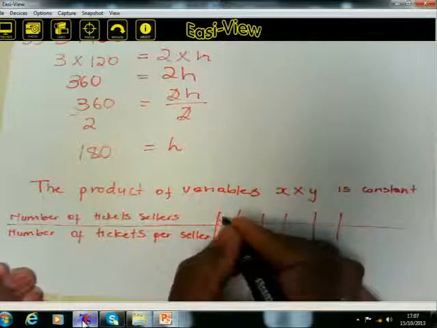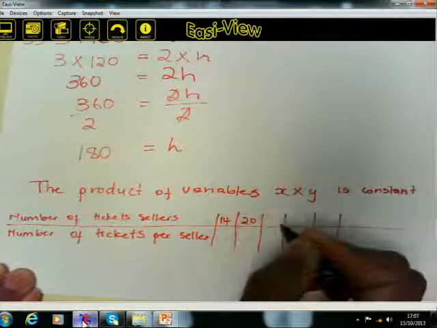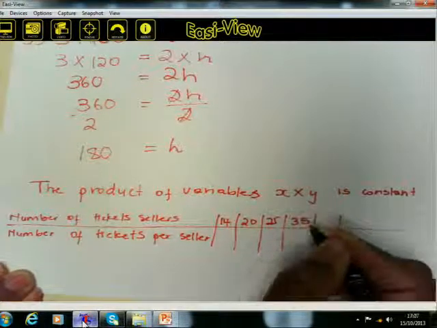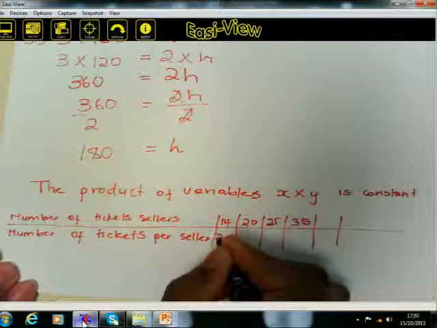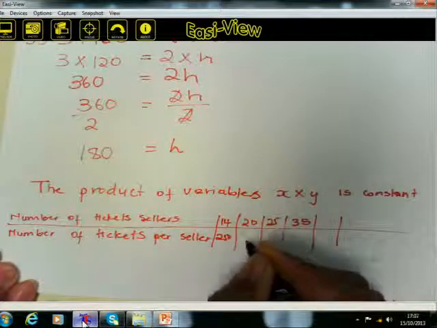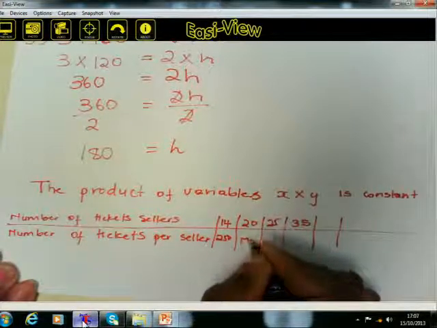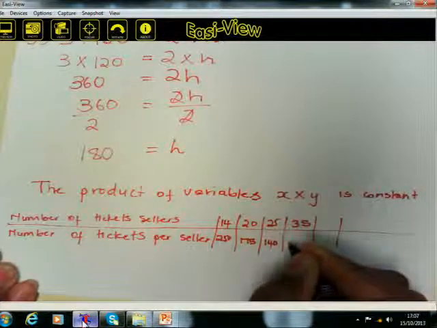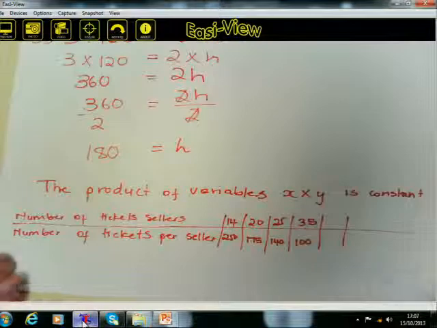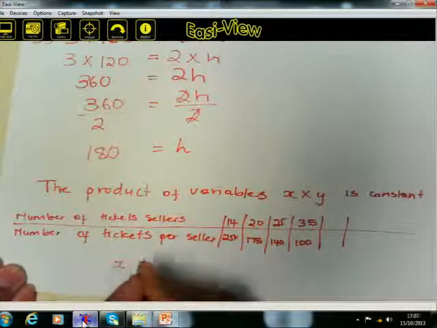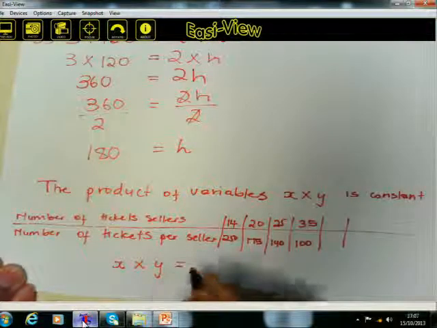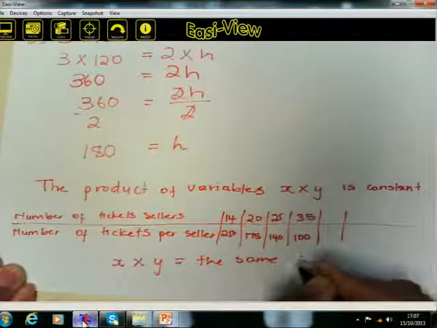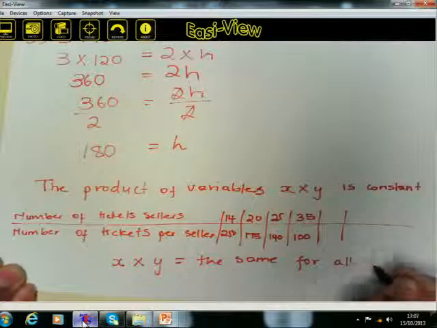We have 14 there, we have 20 there, 25, and then 35 there. And then we have 250, 175, 140, and 100. Remember, x multiplied by y must be the same for all of them.